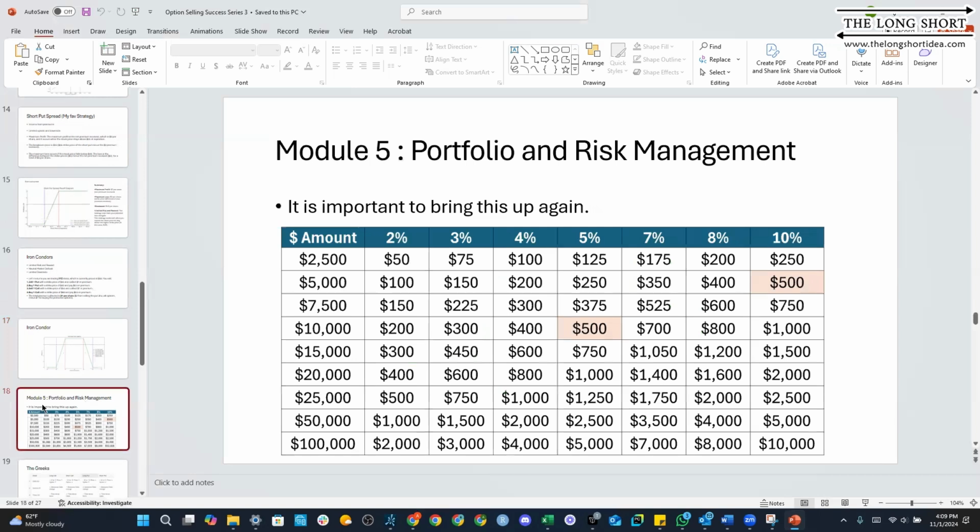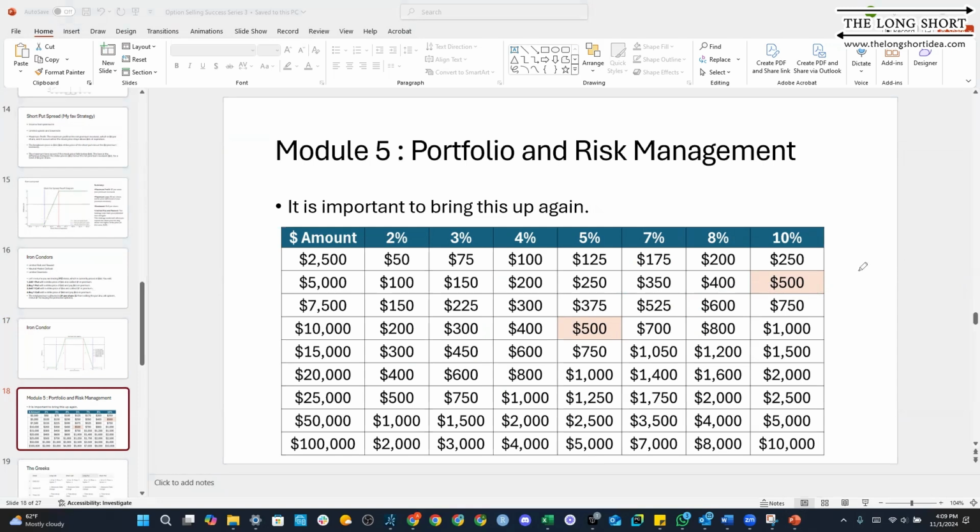Figure out what works for you. Like spreads, yes, I mean that's what works for me. Maybe that works for you too. But always remember your max risk, your risk appetite. It cannot be like anyone else's. It cannot be like mine. It cannot be like a third person's.